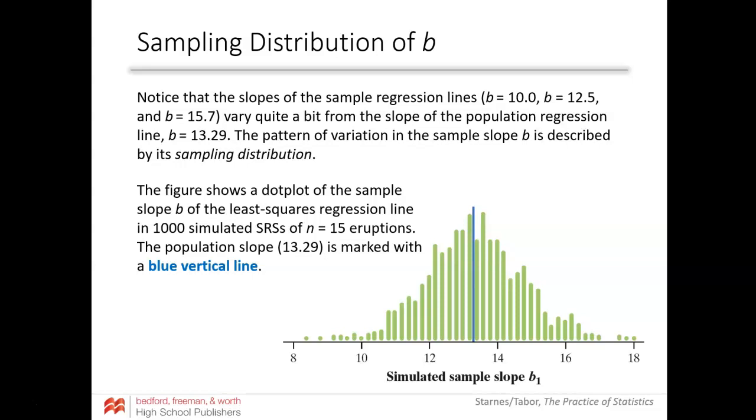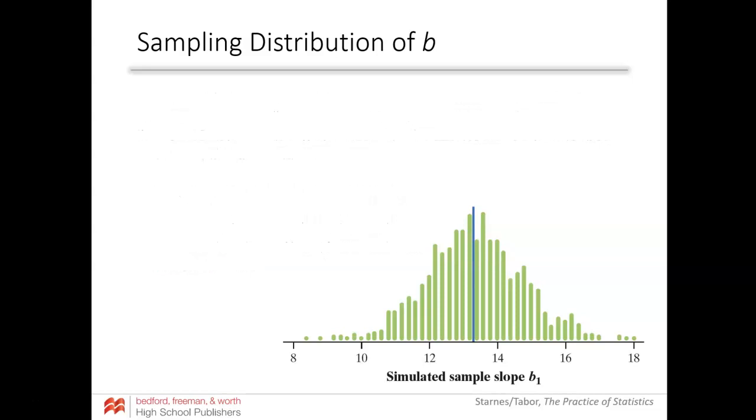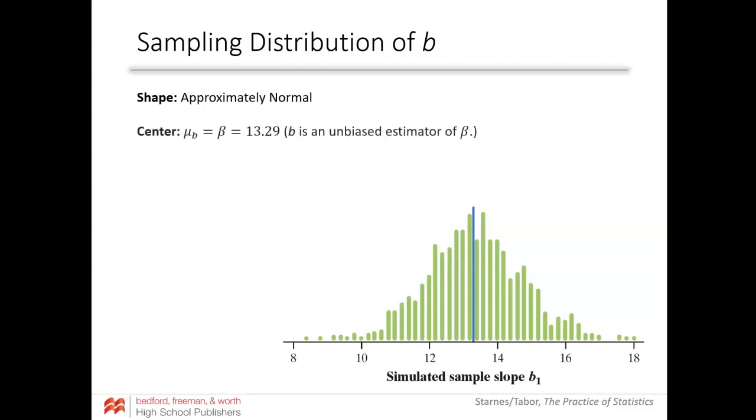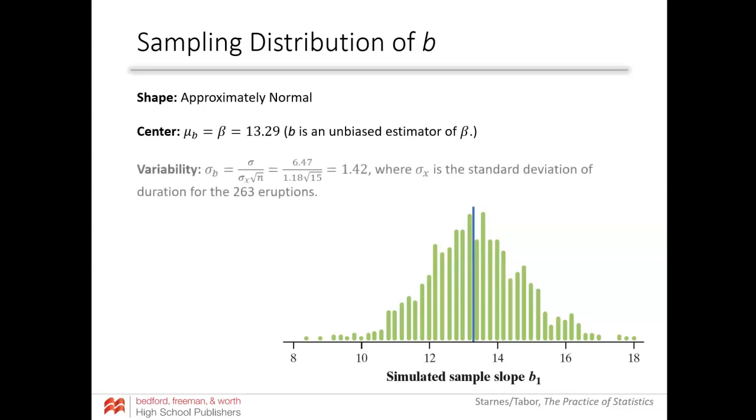So, I should say the simulated sampling distribution. It centers around the true population slope, which is 13.29. And this is exactly what happens in sampling distributions: if you take enough of them or you simulate enough of them, you're going to see it centering on the true mean, or in this case, the true slope. So the shape is approximately normal and the center is where it's supposed to be, meaning that b, the sample slope, is an unbiased estimator of beta, the population slope.